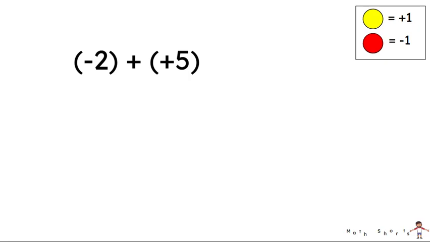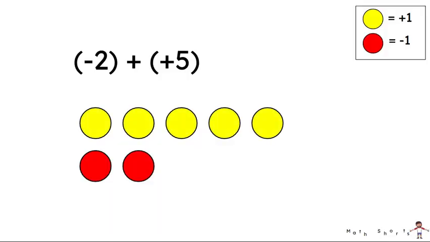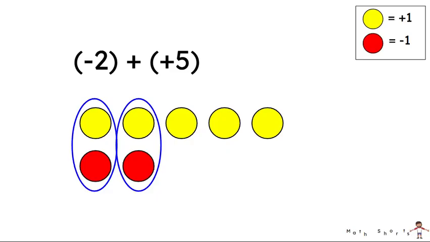When adding integers, we draw counters to represent the integers we are adding. We can draw -2 using 2 red counters and +5 using 5 yellow counters. We can circle 2 red counters and 2 yellow counters to make 0 pairs.